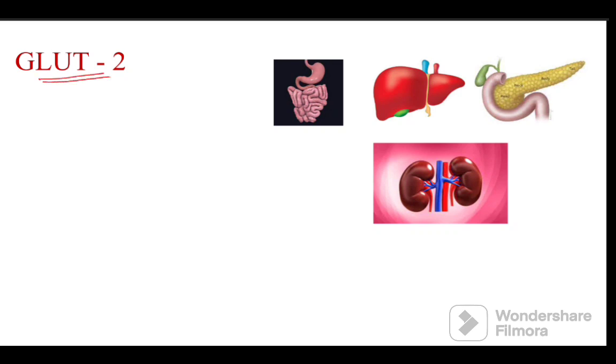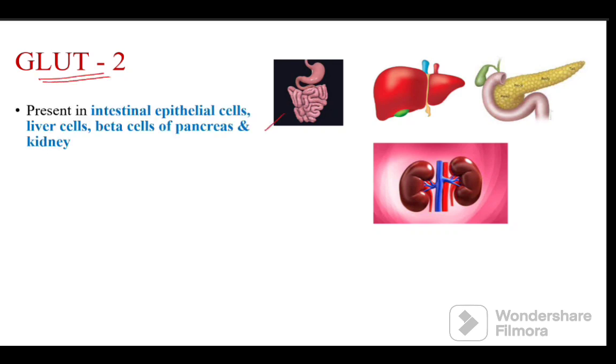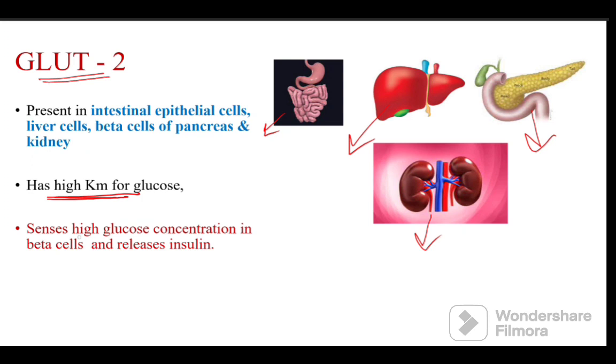Next, GLUT2. GLUT2 is present in the intestinal epithelial cells, in the liver cells, in the beta cells of the pancreas and also in the kidneys. This has high Km for glucose, that is, it has high absorption capacity for glucose, and this GLUT transporter senses high glucose concentration in the circulation and stimulates the beta cells to release insulin.